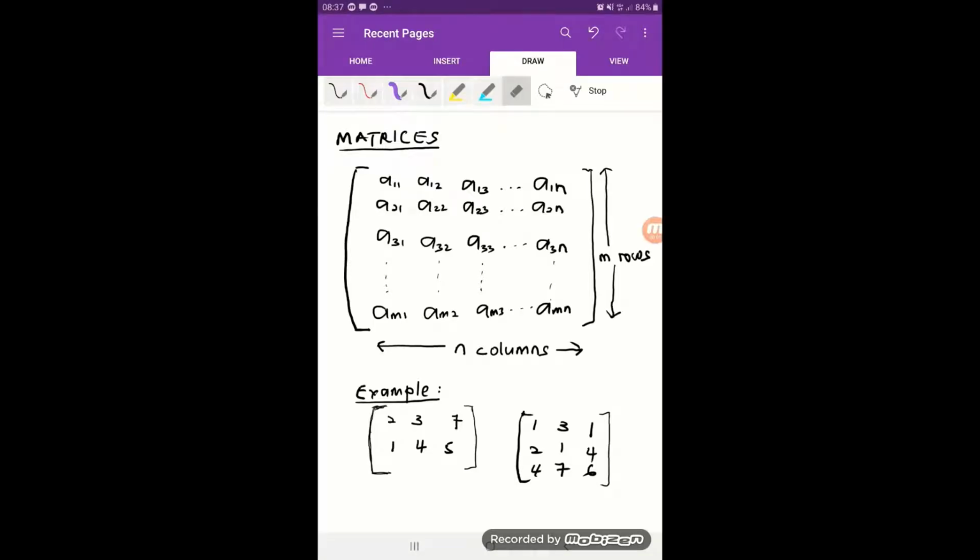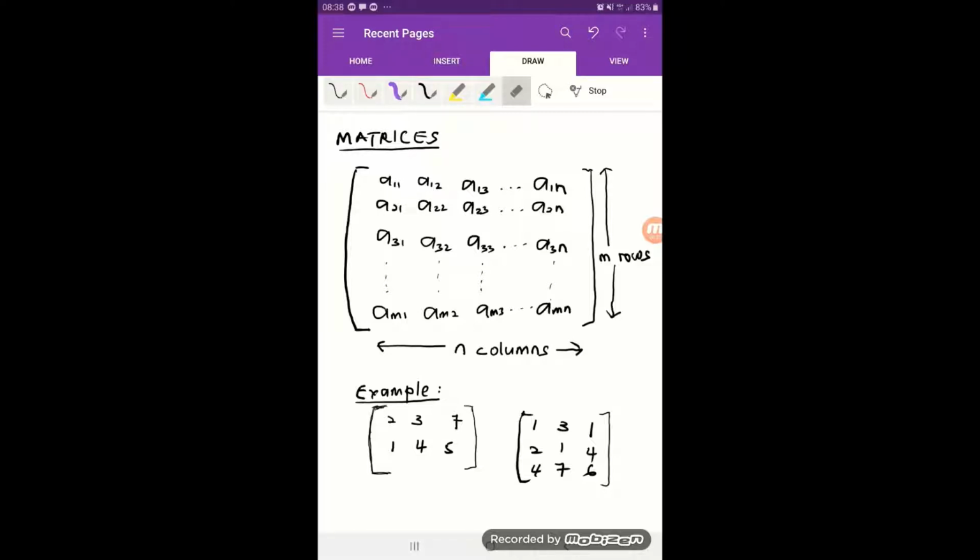We proceed to the topic of matrices. What is a matrix? During secondary school, you learned about a 2 times 2 matrix. That means a 2 times 2 matrix contains 2 rows and 2 columns. 2 times 2 is called the order of the matrix.